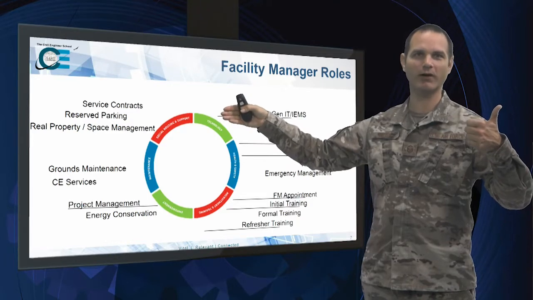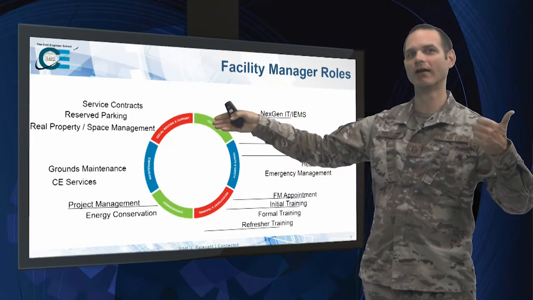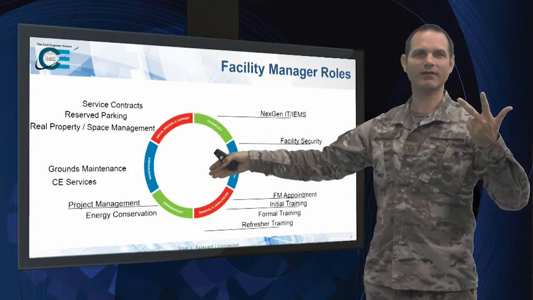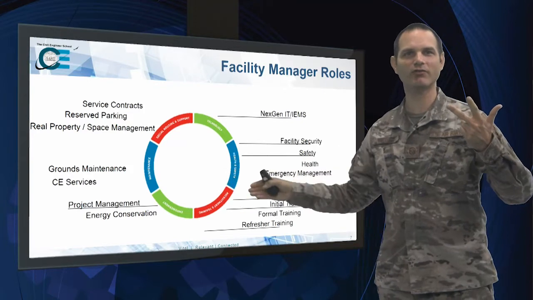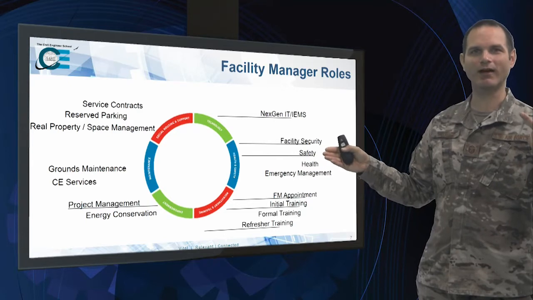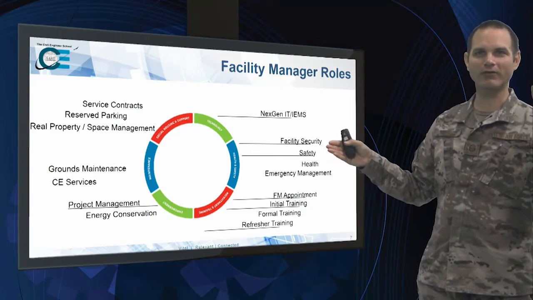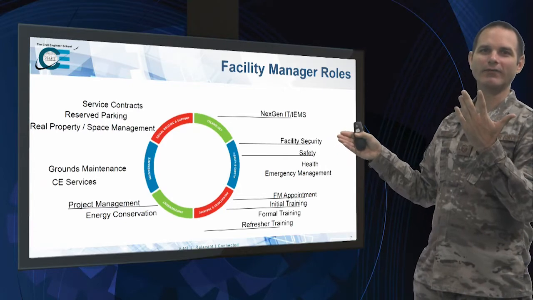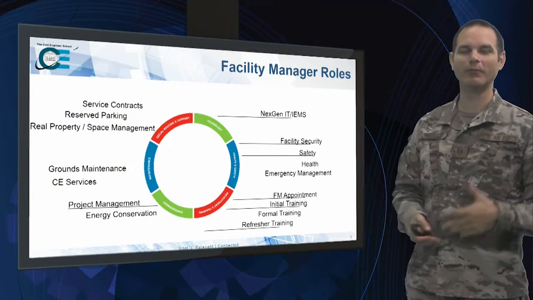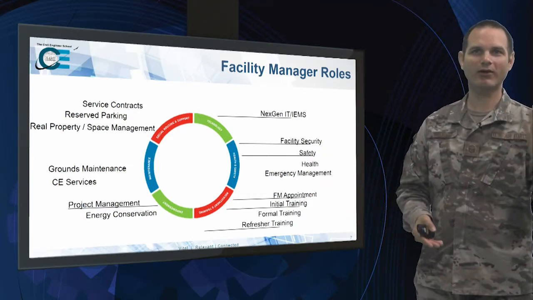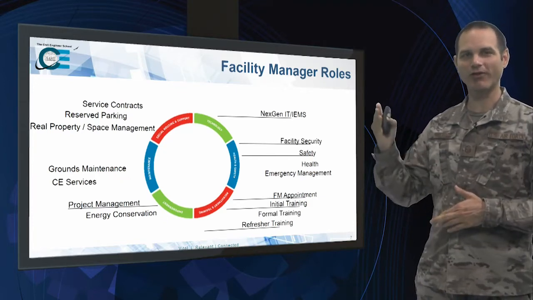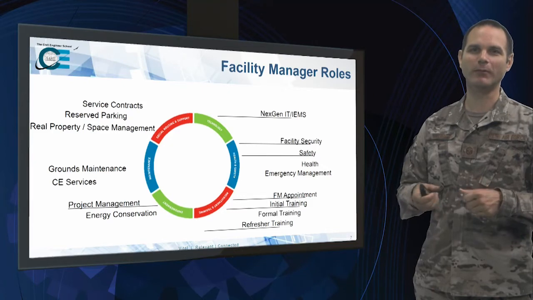So that's one unit that they're working with. Reserve parking is a security forces function, so they're dealing with that. Real property is CE. Grounds maintenance, CE services, project management, energy conservation, those are all CE. Then we get into emergency management, which again is CE, but it's a different area of CE. Health and safety, so now we've got the medical group, we have safety involved, facility security, we have security forces involved again. So just when we're talking about units, that's already 5 units that they're dealing with. That's not even dealing with all the different functions within those units, which can be substantially more.